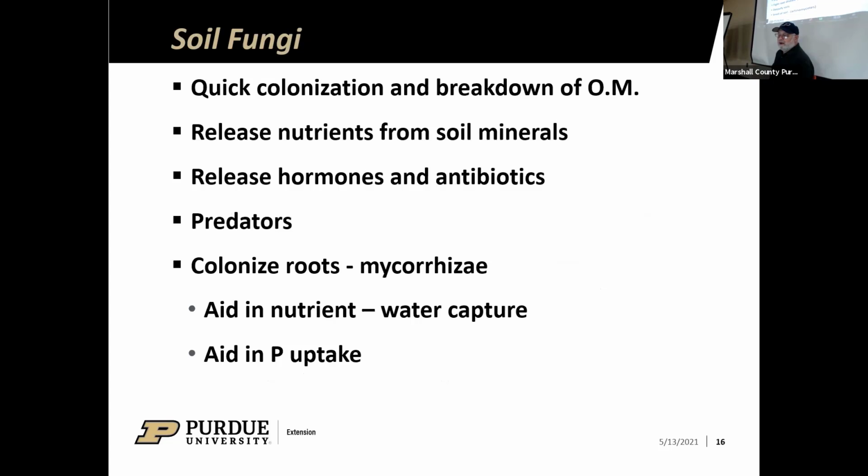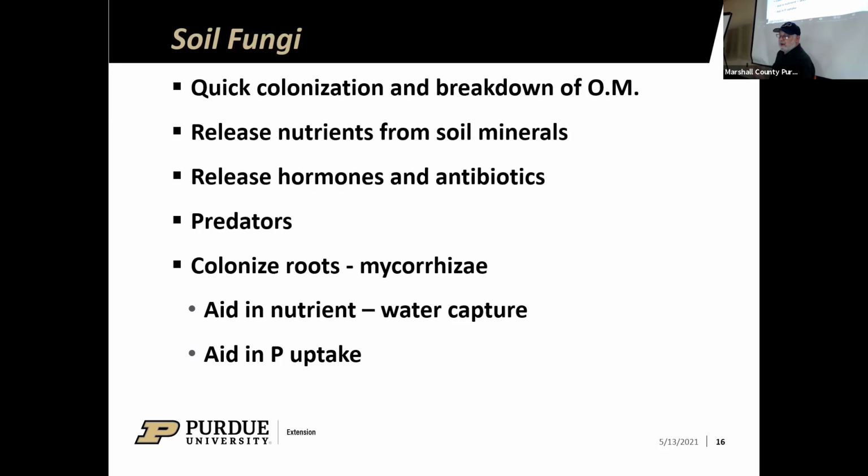Soil fungi will quickly colonize and break down organic matter, so they will get on structures. And so we know we have saprophytes, which is a huge category of fungi, and they're helping to break down and recycle components that are in our soil. Doing this, they're going to release nutrients from the soil minerals, release hormones and antibiotics, or act as predators on organisms that can hurt some of our plants.